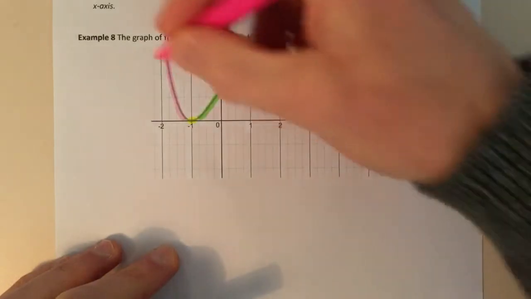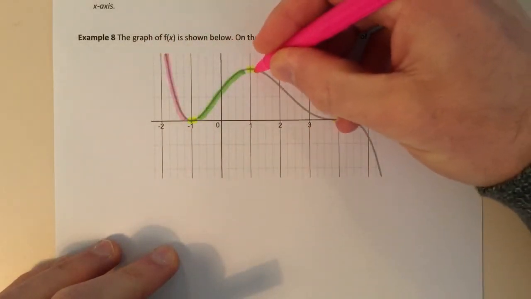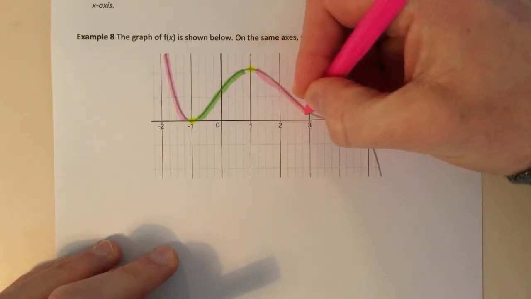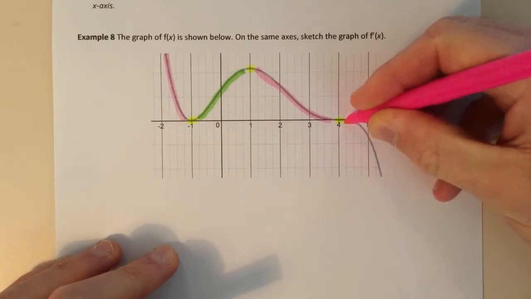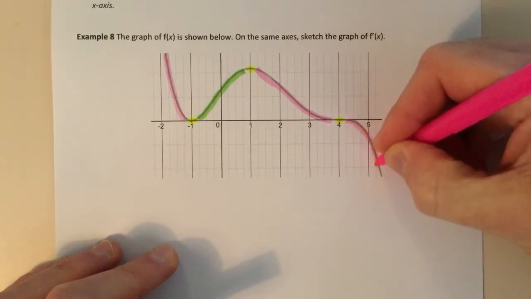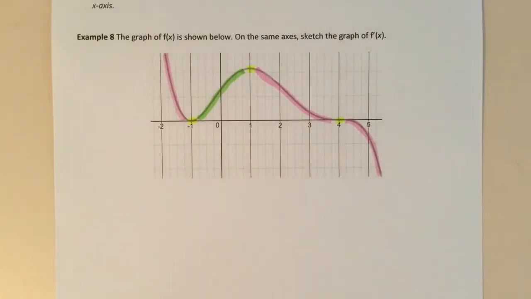So negative gradient from the left coming up to x equals -1, then a negative gradient between x equals 1 and x equals 4, and from x equals 4 to the right, we've got a negative gradient again. Now these sections each correspond to a different feature of the graph of f dash of x.